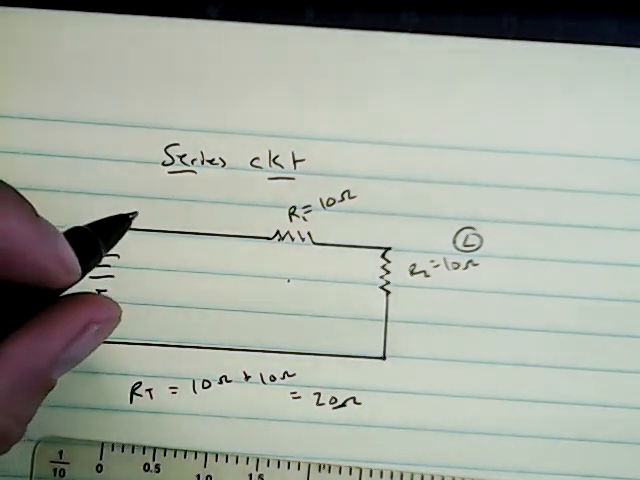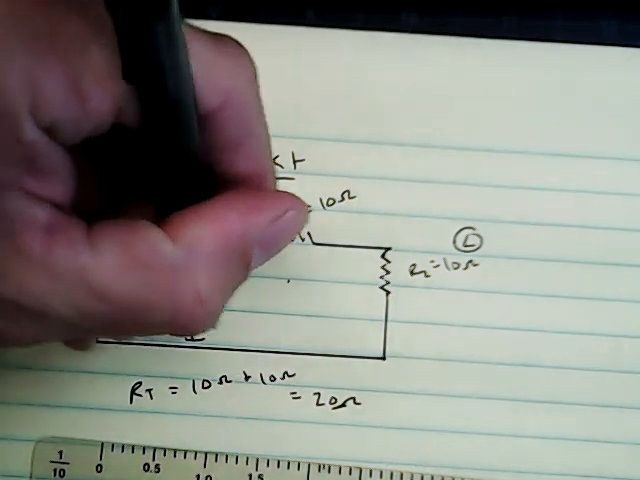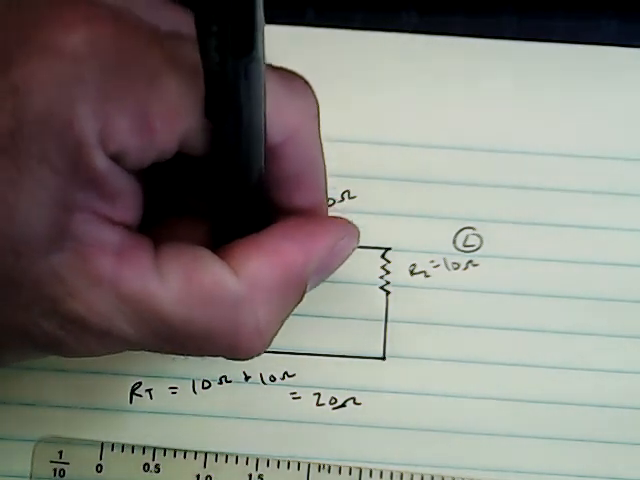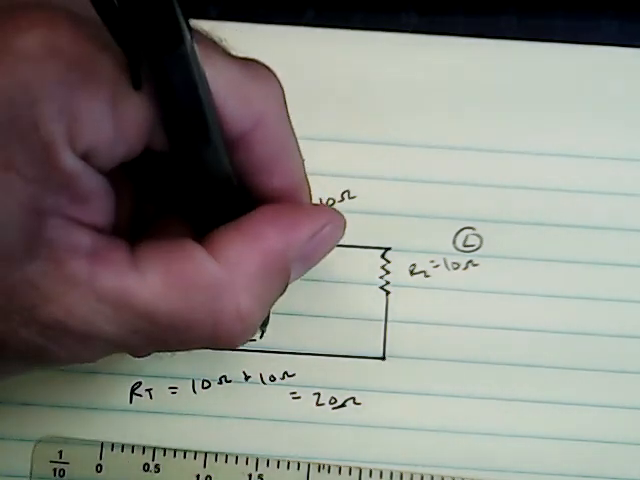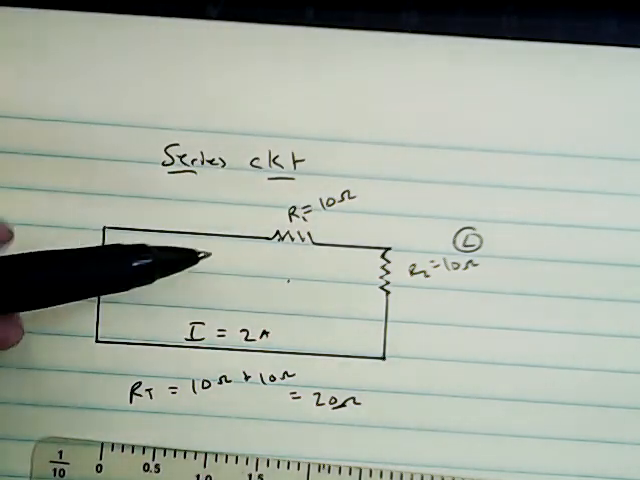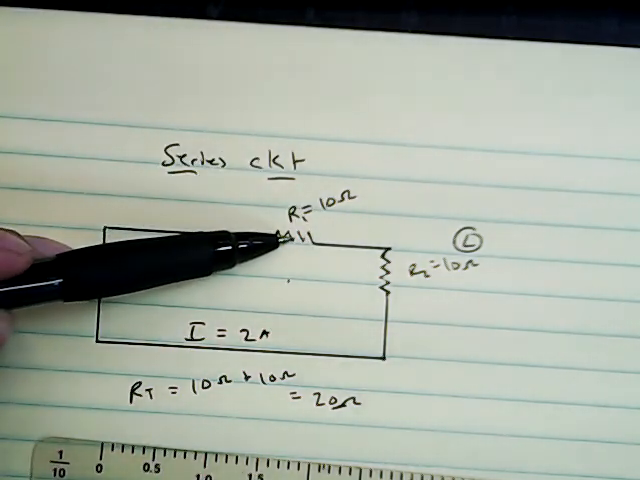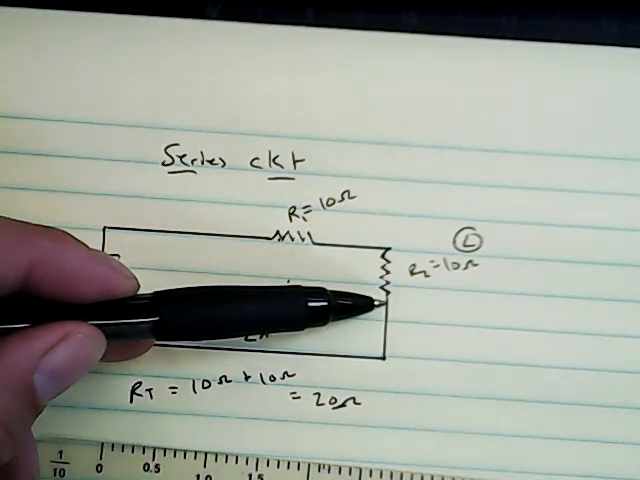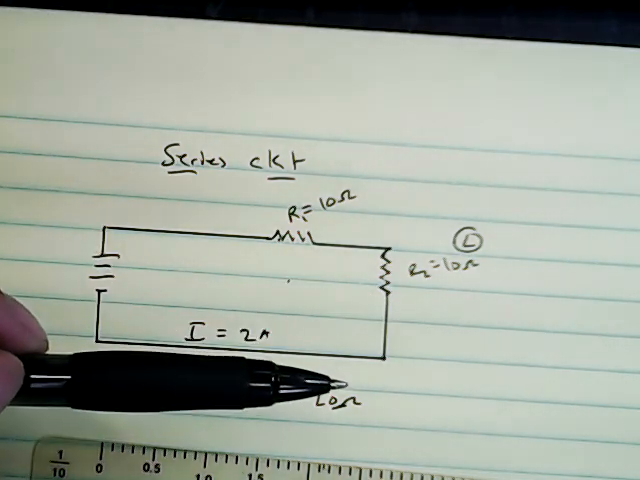Current is constant in the series circuit. So if I had, let's just say, 2 amps of current flowing through this particular circuit, that would be a consistent 2 amps of current flowing through each load, or each resistor, in this particular circuit.